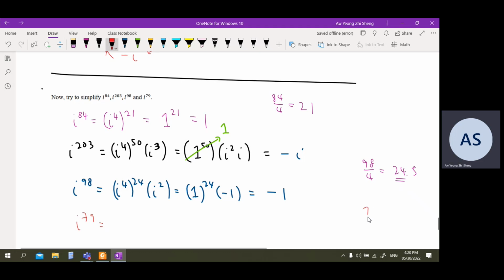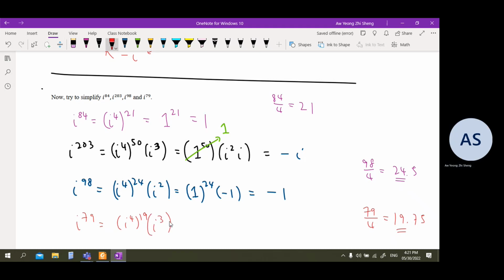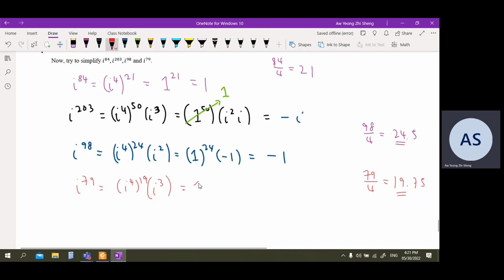Last one, i power 79. So again, using a calculator to check, 79 divided by 4 gives you 19.75. So that means there are 19 repetitions of i power 4 that you can factor out. 4 times 19 will give you 76 as the power of i. So you need 3 more. So you have 1 to the power of 19. i cubed is i squared times i. So you have negative i at the end.